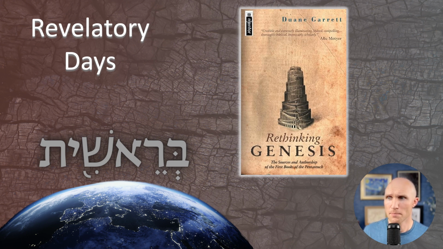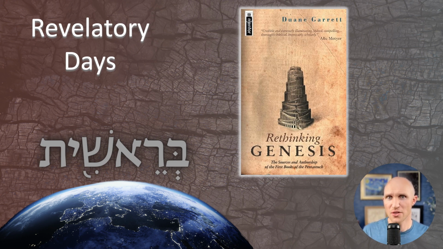It's a really good book. But what he points out in this book very briefly is that you have this 6+1 literary pattern in Genesis chapter 1. The only other occurrence that this literary pattern of 6+1 occurs is in Revelation, where it occurs 3 times. So that's where you get this revelatory days view.